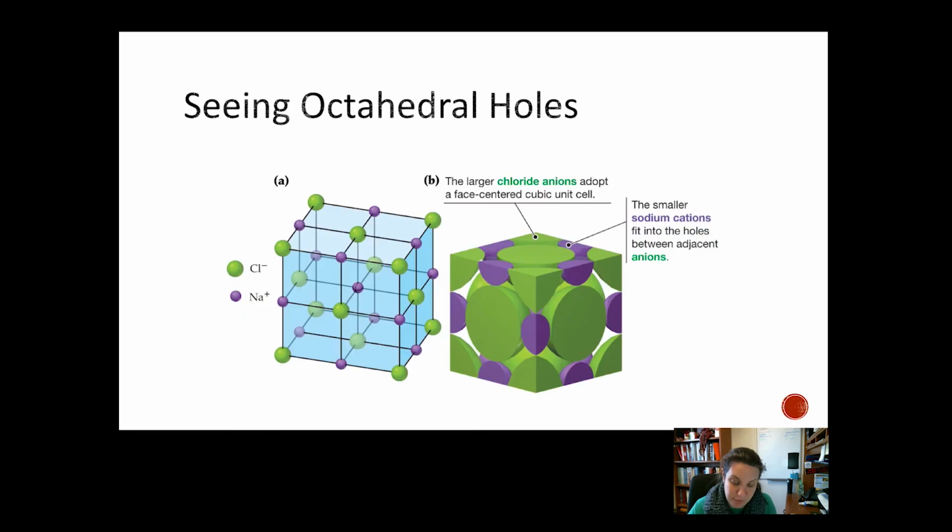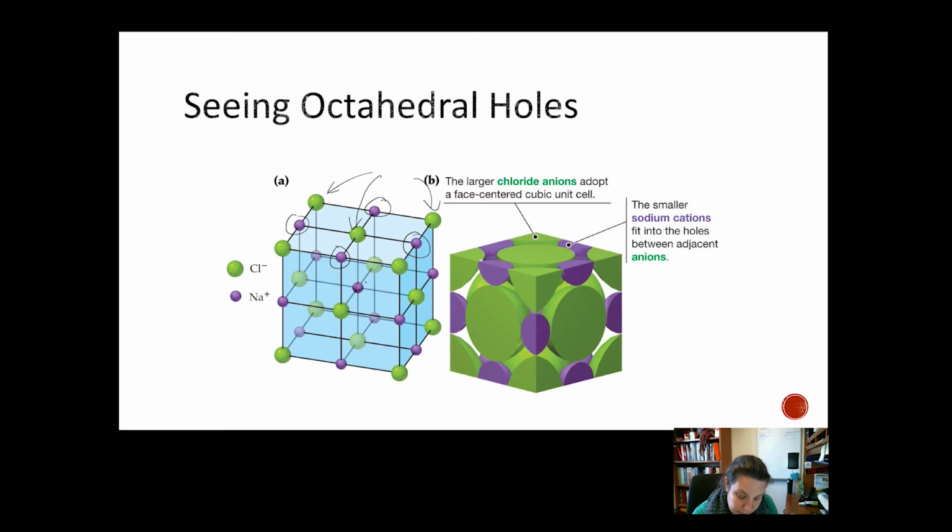Let's visualize these real quick. Here we have chlorine forming a face-centered cubic cell. We can see it because here are our corner pieces, and our corner pieces are always going to be our anions. And then there are the faces with chlorines as well. So this is a face-centered cubic cell for our anions. Then our cations are going to fit in the spaces left behind. In this case, they're going to fit on edge pieces and right in the center.